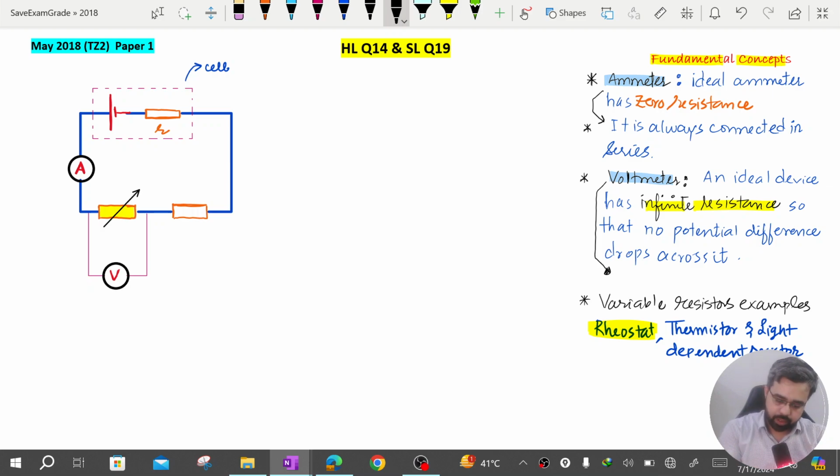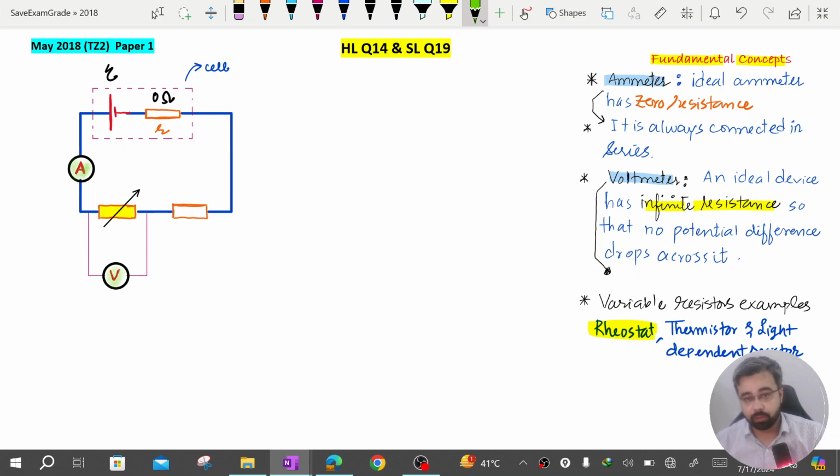This is an electric circuit in which a cell of EMF E, having negligible internal resistance (0 ohm), is connected with two resistors, one of which is variable, this one, and an ideal ammeter which is connected in series, this one, and a voltmeter which is connected in parallel with the variable resistor, as you see in this circuit. So the question is: if you increase the resistance of this variable resistor, what will be the effect on the ammeter reading as well as the voltmeter reading?